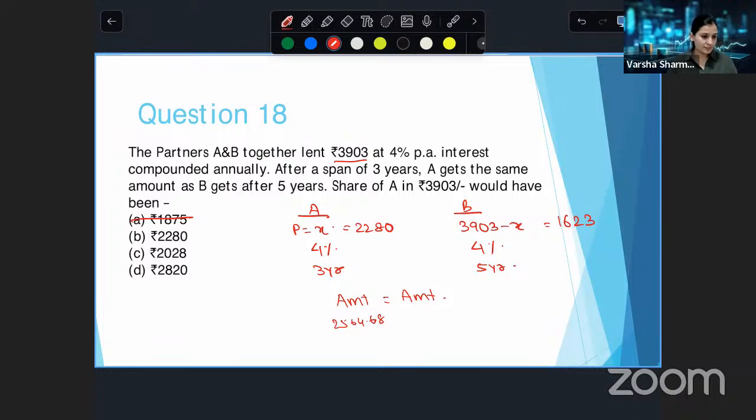The time will be here 7 years, and here it will be 9 years. Now try.